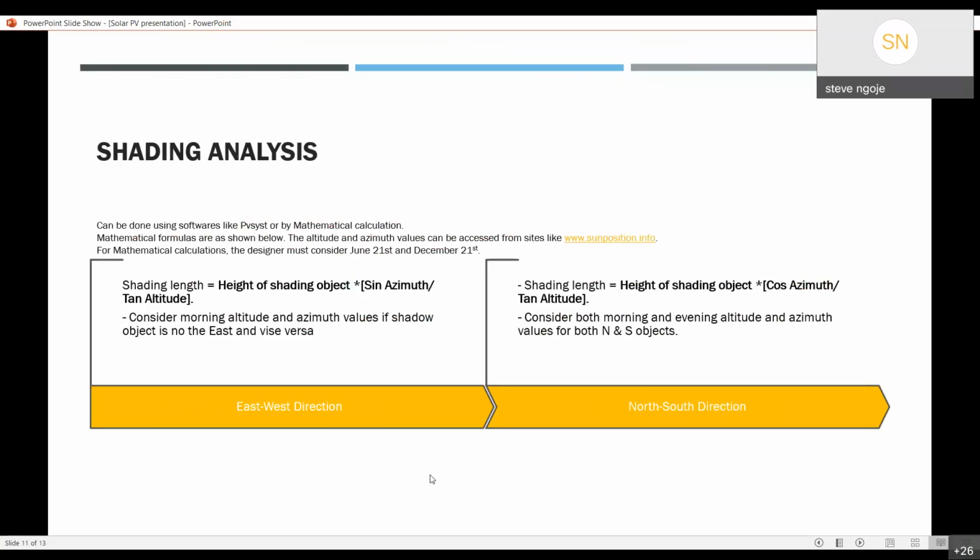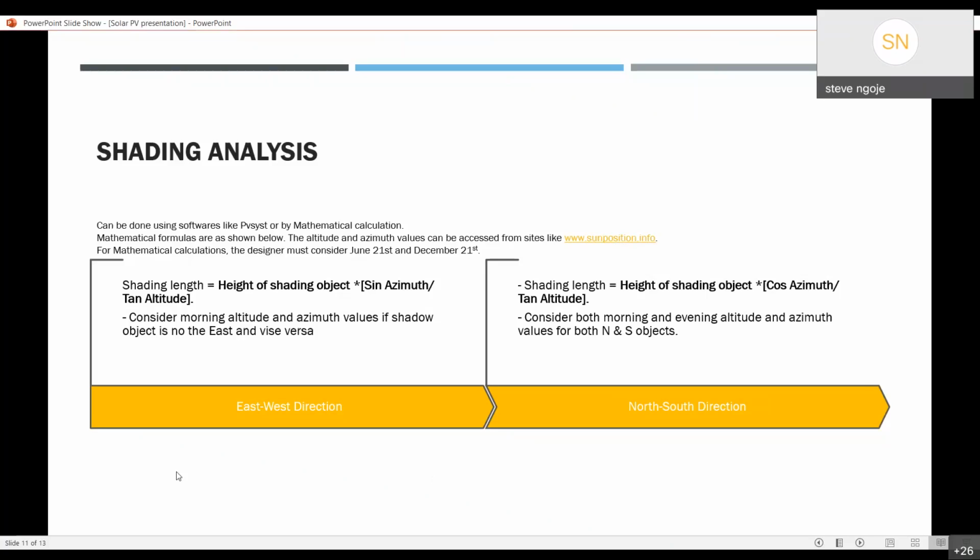So again, back to shading analysis. This is something that they have written can be done using software like PVsyst or by mathematical calculation. For those who have ever had the chance of using PVsyst software, there is always a section about near shading and horizon shading.